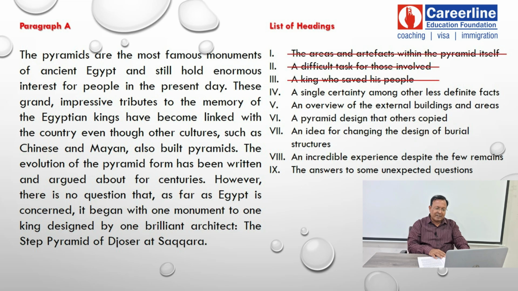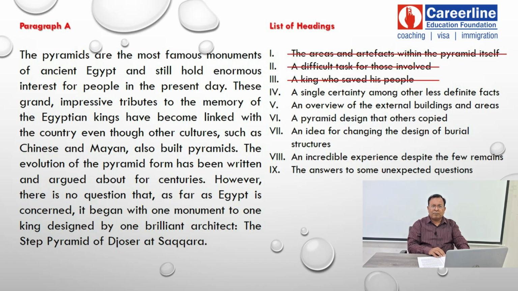The fourth option is a single certainty among other less definite facts. This might be there. There is no single certainty mentioned over here, but still it is mentioned that the other cultures also built pyramids, but the Egyptian pyramids are very famous. So we can take this option as the correct one, but at present we are keeping it aside.